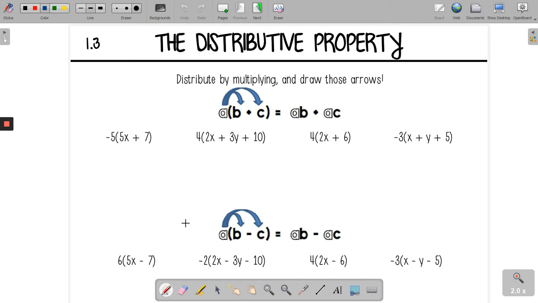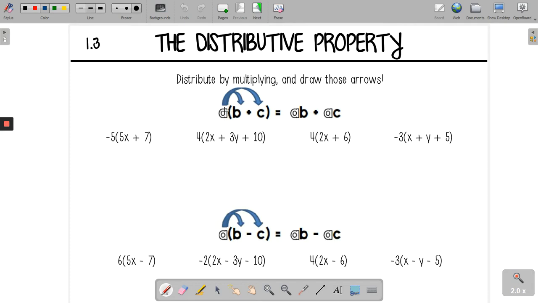Today we're going to be looking at the distributive property and combining like terms. So let's take a look at the distributive property. To distribute, you're going to multiply the number or variable or any value that's on the outside of the parentheses into everything on the inside.